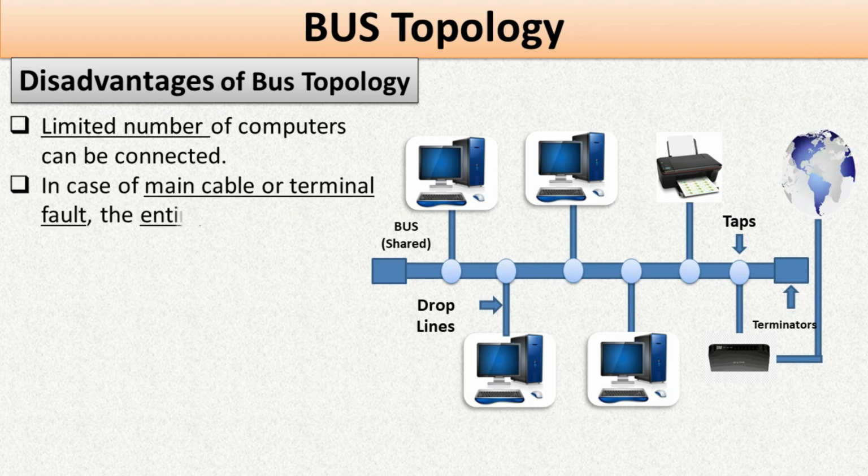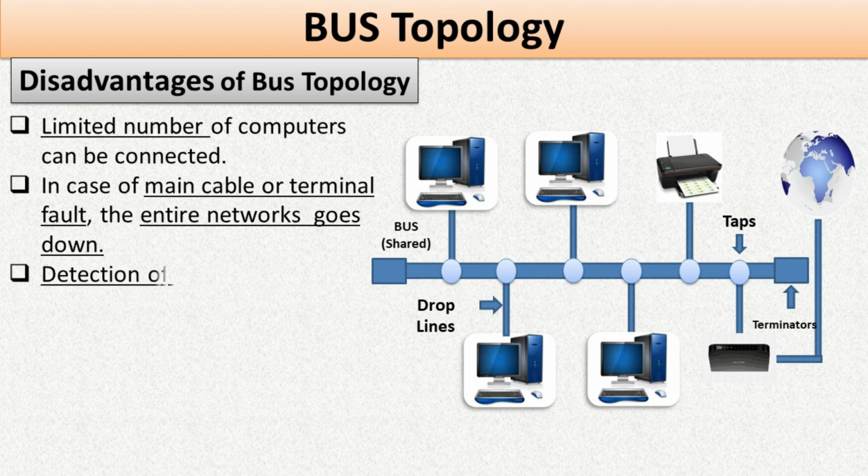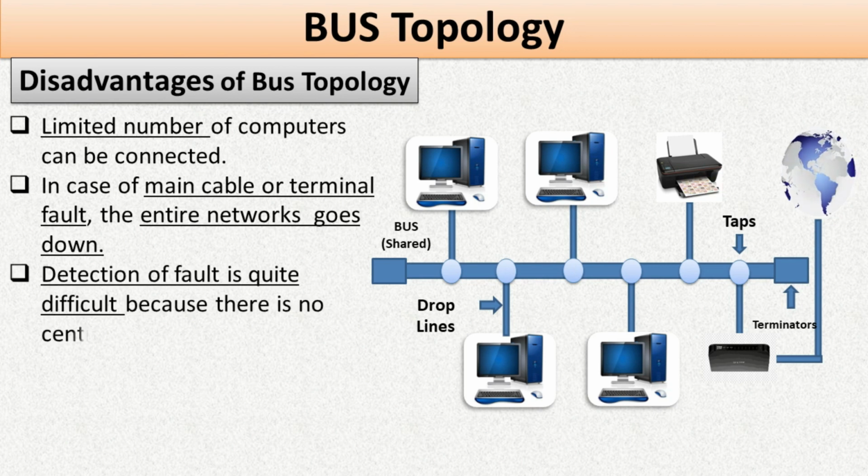In case of main cable or terminal fault, the entire network goes down. In bus topology, all computers depend on the central cable for data frame transmission. So if the central cable fails, it paralyzes the whole network. That is, bus topology has very little fault tolerance. Detection of fault is quite difficult because there is no centralized control.